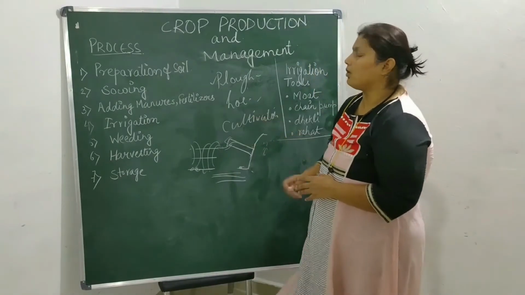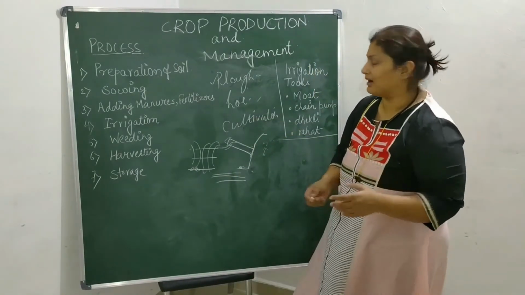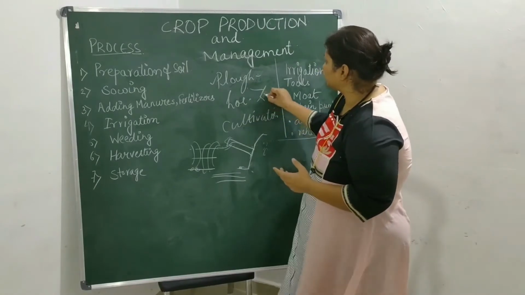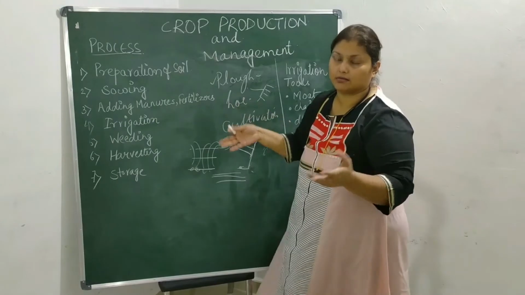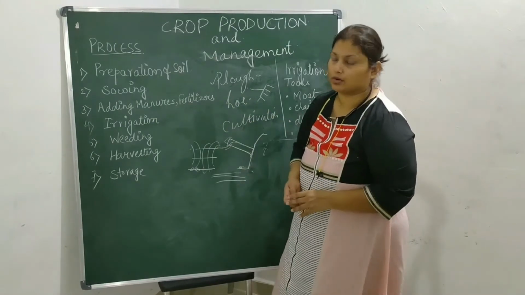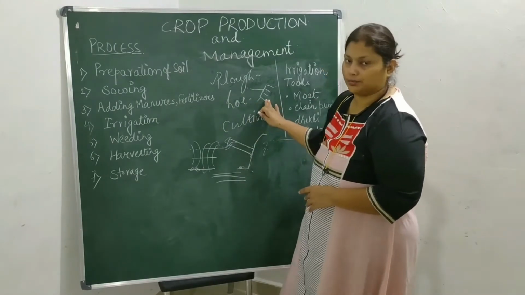So now hoe. Hoe is another instrument which is used by the farmer. It is like this one. And its picture is briefly explained in the NCERT book also. It is like this machine.